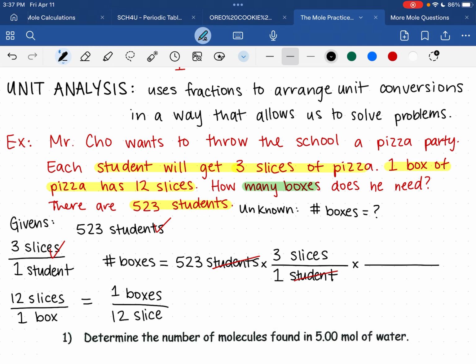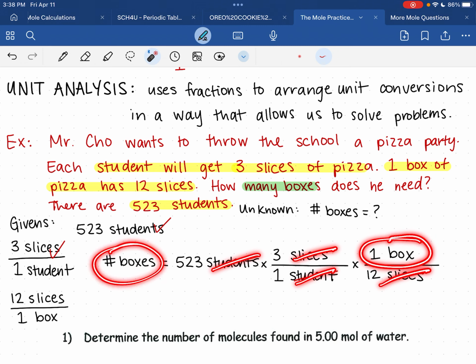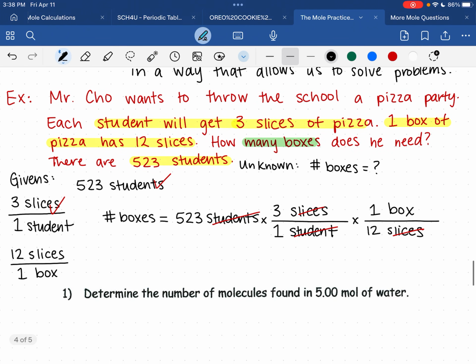So we now have slices in the denominator, so 12 slices. And that slice and slice will cancel. We have one box in the numerator, obviously we don't write one boxes. So all of our units here have canceled, and we're left with box. Is that what we're looking for? Yes, it is. Perfect.